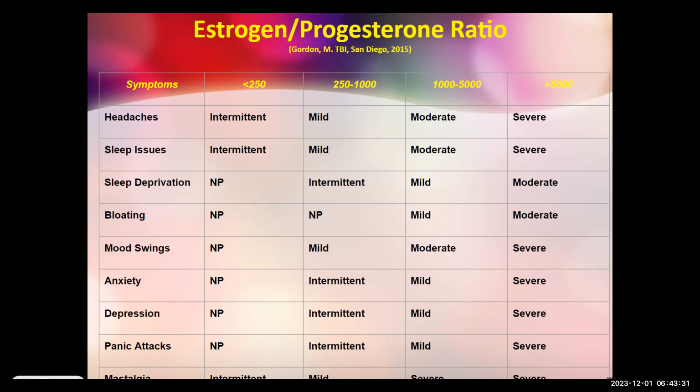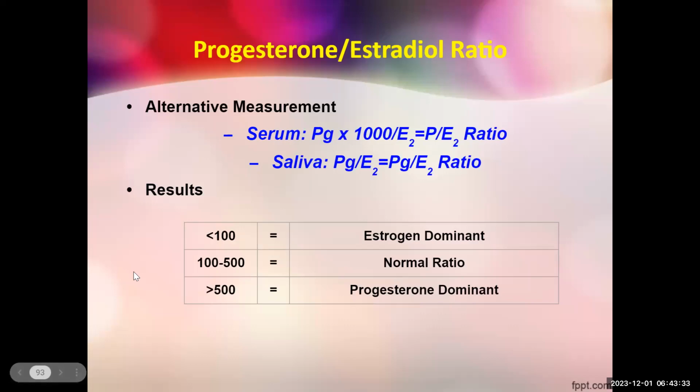In the olden days, when we first started, when we weren't able to get an estrone, or if an estrone is not available, what we used to do is the progesterone. And here you need to correct it for the units. Take the progesterone times 1,000 divided by the estradiol. And here our normal ratio is 100 to 500. Anything less than 100 is estrogen dominant. Anything greater than 500 is progesterone dominant.